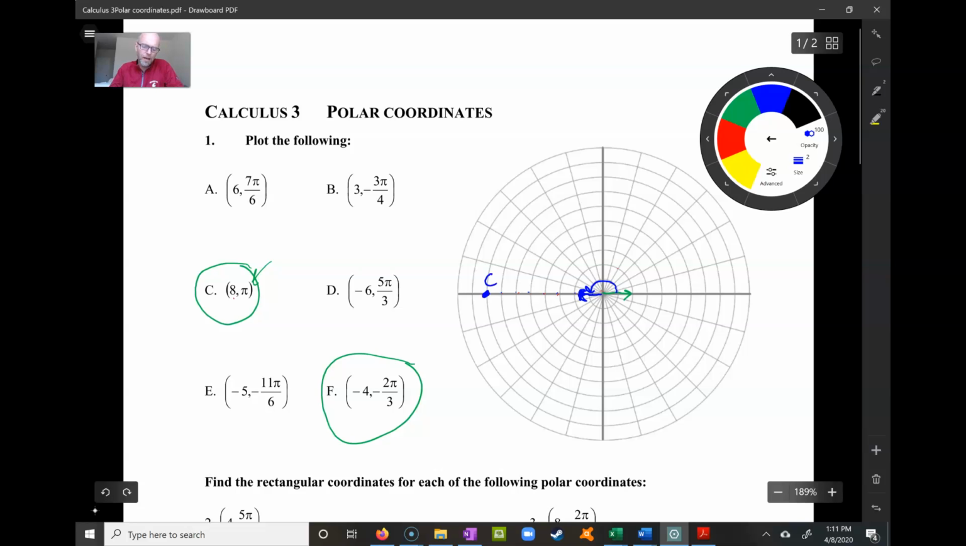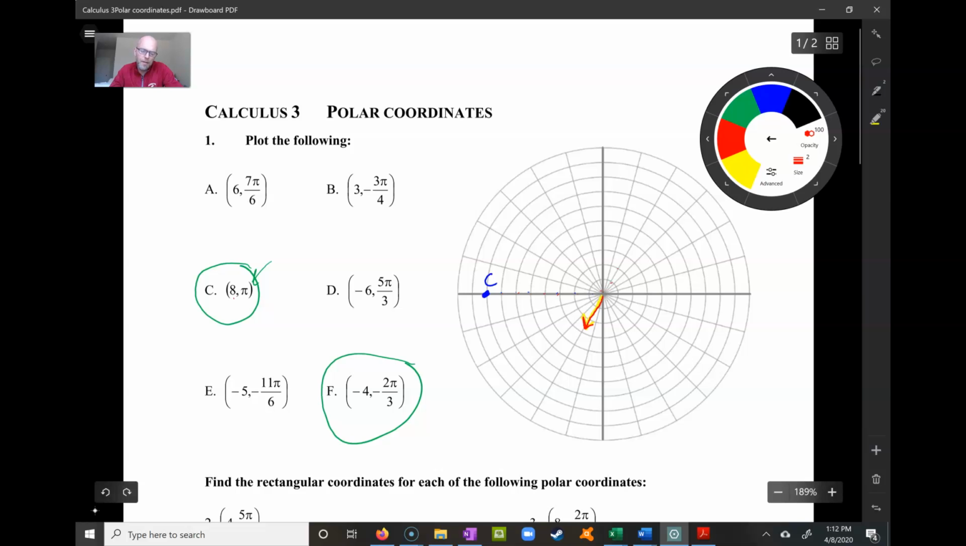Then if I want to find F, that would be negative 2 pi over 3. Negative means go in the clockwise direction. So negative 2 pi over 3 would end up putting you in this direction here. I don't know if you can see that yellow very well. Maybe I'll trace it with red to go with the yellow. Oh yeah, you can see that a lot better. So negative 2 pi over 3 tells you to be facing in that direction.